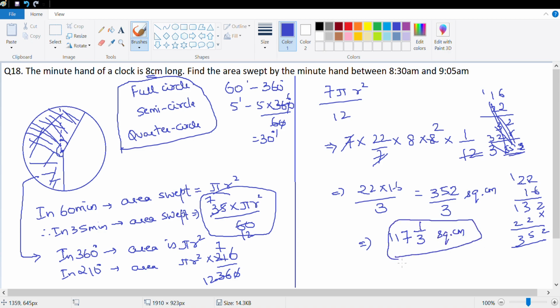So this kind of a question is not expected, but they can ask the same question in the form of a semicircle, which means what would be the area subtended when the clock hand is at 9 a.m. and 8:30 a.m., or they could have asked it as a quarter triangle, whichever way.